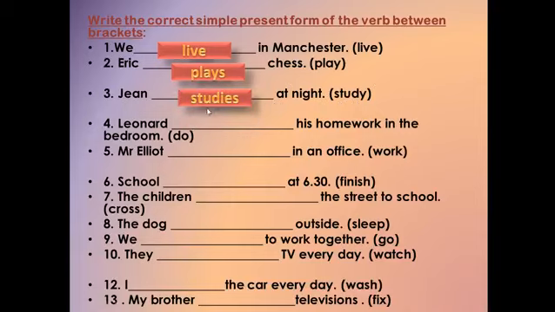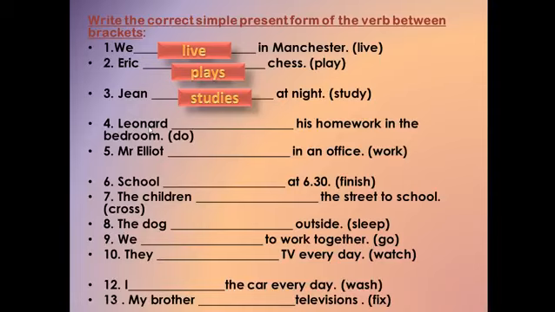Jean studies at night. Why studies? Because here my subject Jean is a she, and my verb ends in a consonant plus y. So I remove the y and add ies. So Jean studies at night, and this is a habit, so I use the present simple.